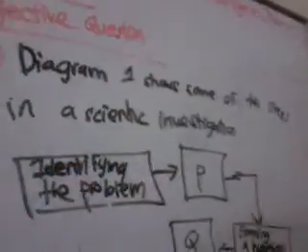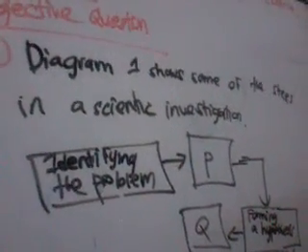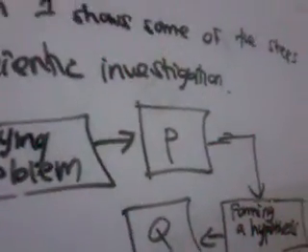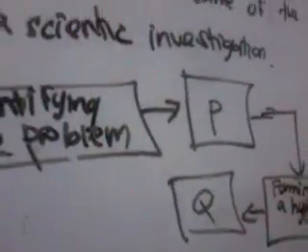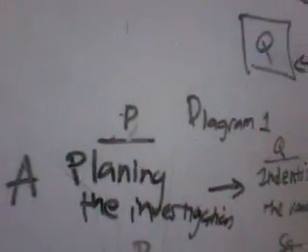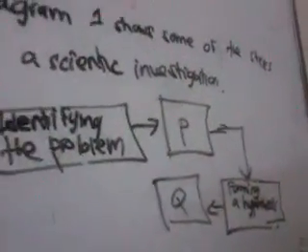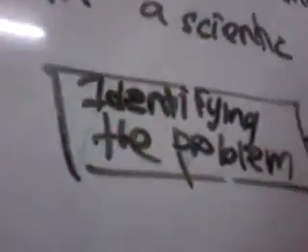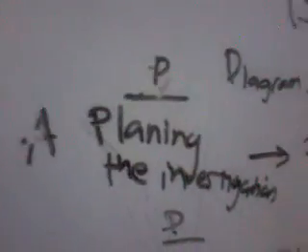So the question says the diagram shows some of the steps in a scientific investigation. What are the steps P and Q? The first step is identify the problem. Next, what comes next for P? Let's check A. Planning the investigation is wrong, because the first step is to identify the problem, so next it should be identifying the variable. So A, planning the investigation, is wrong.